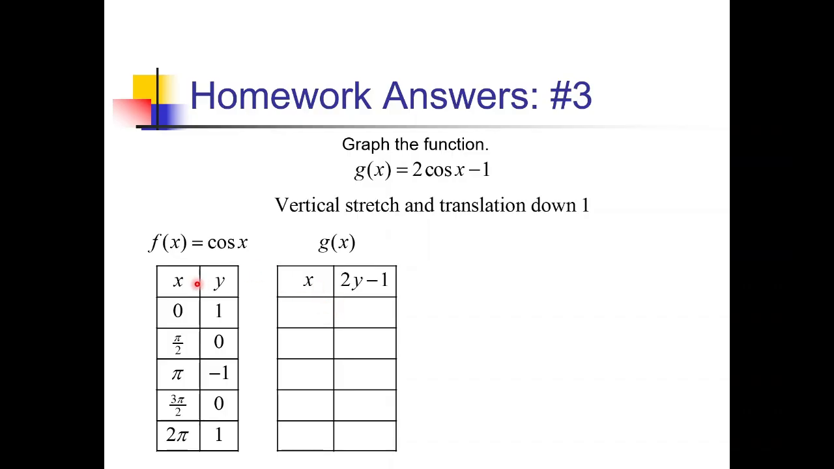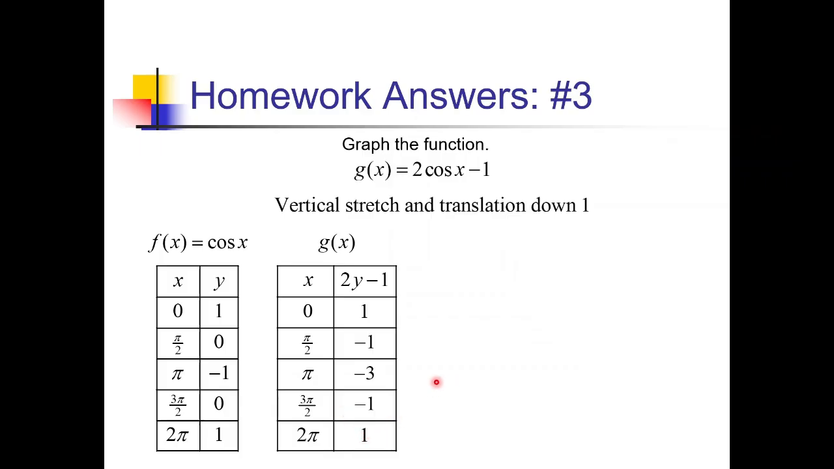So for the x's, I'll just keep my original x values, 0, pi over 2, pi, 3 pi over 2, and 2 pi. For the y values, I'm going to multiply by 2 and subtract 1. So we have 2 minus 1, which is 1, and this will be 0 minus 1, which is negative 1. Next up, this will be negative 2 minus 1, which is negative 3. And then we have 0 minus 1 is negative 1, and 2 minus 1 is 1.